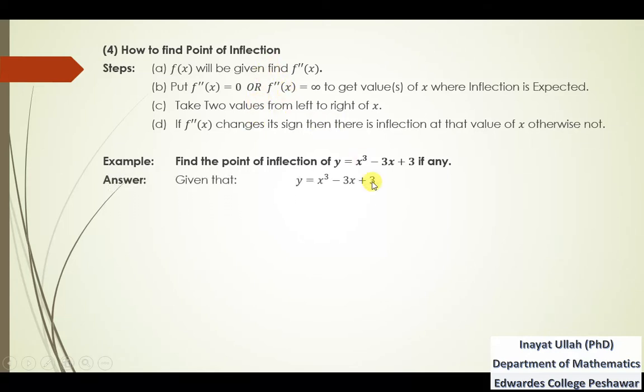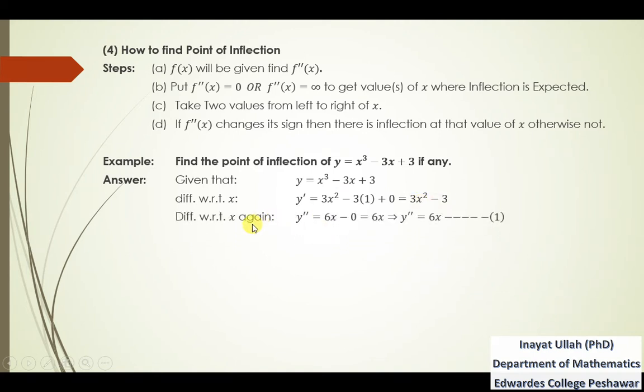First of all, we are given this function, f of x, or you may say y. We need to find the second derivative of this function. The first derivative is 3x squared minus 3, and we differentiate again to get the second derivative. By using the power rule, 3 times 2 is 6x, and the derivative of 3 is 0, so the second derivative of y is 6x. That is the first step: we have obtained the second derivative of the function.